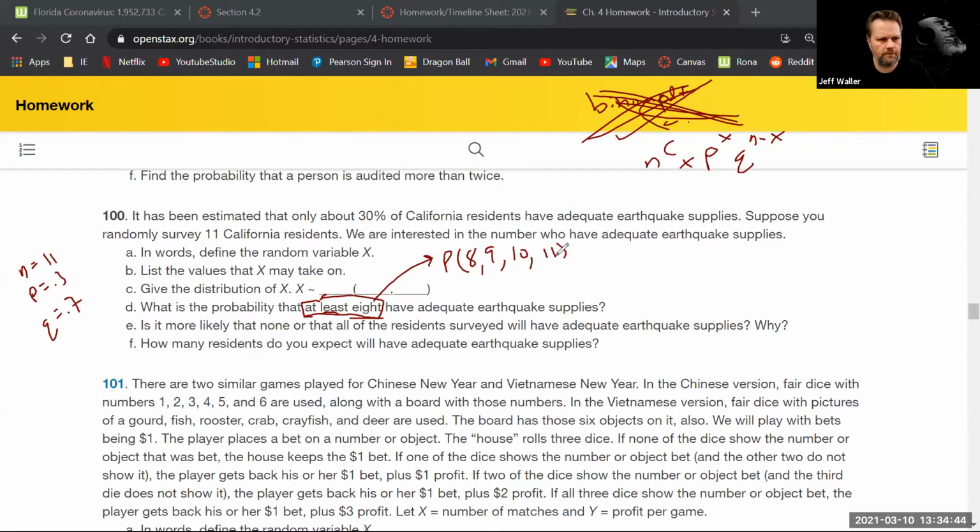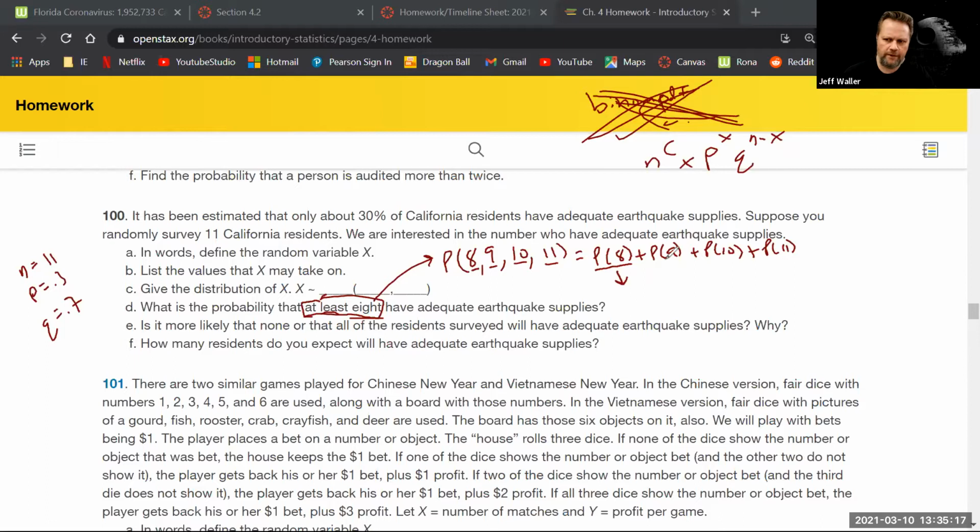Is everybody with me? So you'd have to do the formula for 8, for 9, for 10, for 11, add them all up, right? Why does it make sense I'm going to add them all up? Because this is the probability of 8 or 9 or 10 or 11, and or means add. So what would the formula look like for 8?